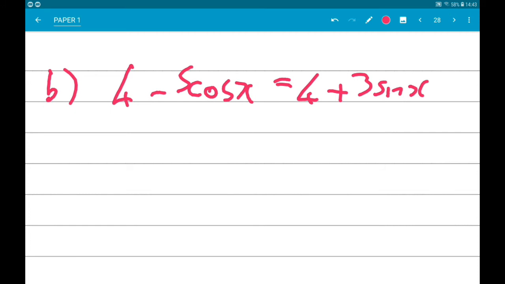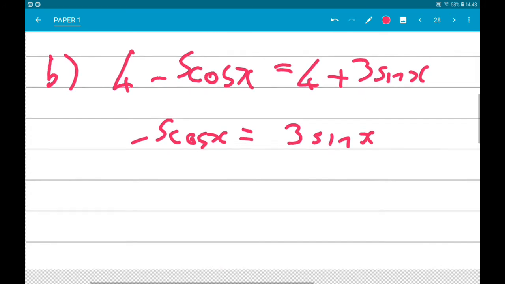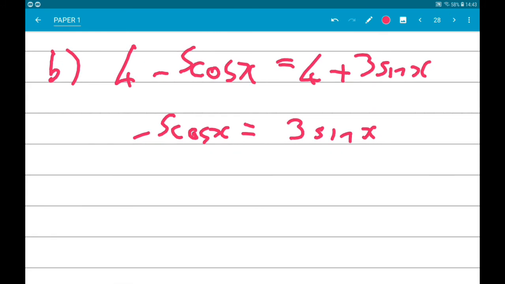Okay, take away 4, we get minus 5 cos x is 3 sin x. Now we know cos is never 0 when cos x is equal to sin x, so we can divide through by cos. We can also divide through by 3, so minus 5 thirds is tan x.